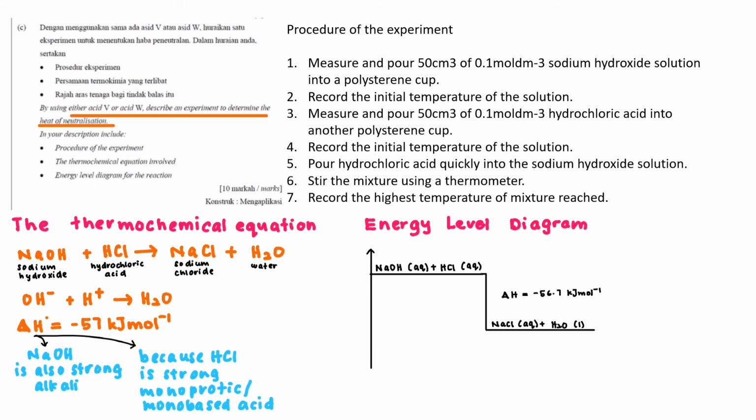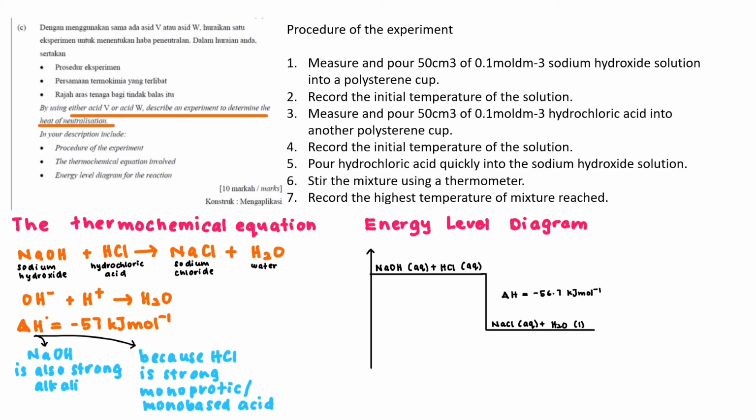First, measure and pour 50 cm³ of 0.1 mol per dm³ sodium hydroxide solution into a polythene cup. Second, record the initial temperature of the solution. Third, measure and pour 50 cm³ of 0.1 mol per dm³ hydrochloric acid into another polythene cup. Fourth, record the initial temperature of the solution.